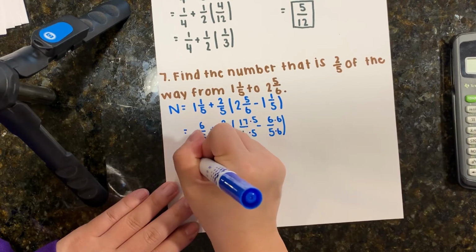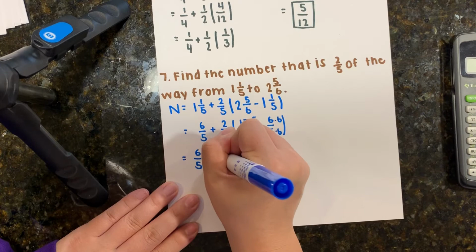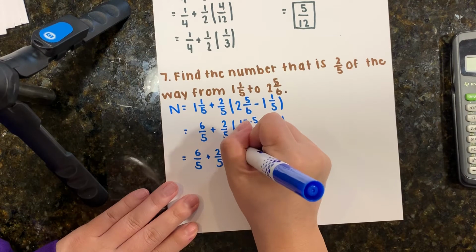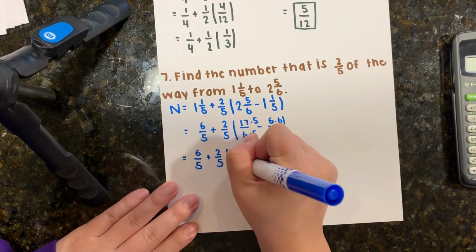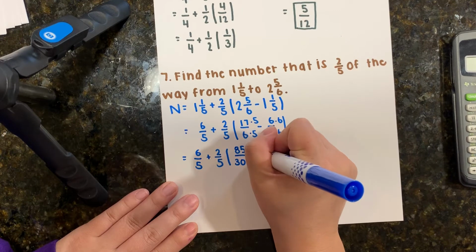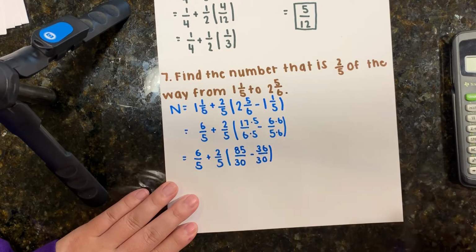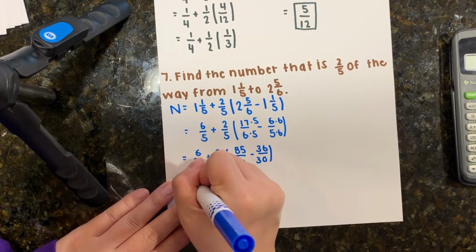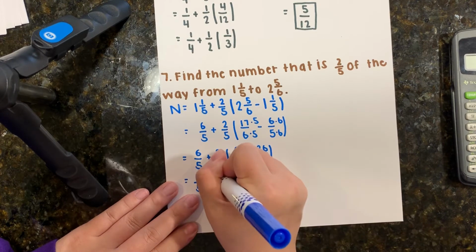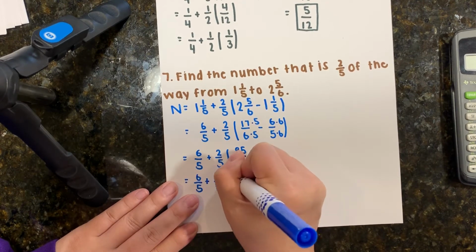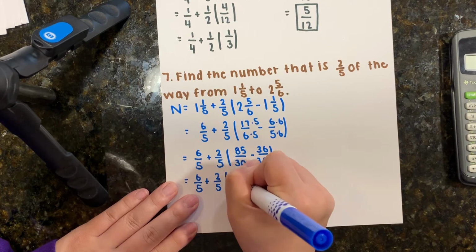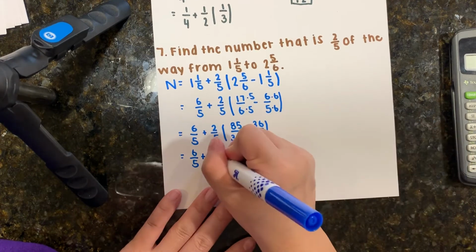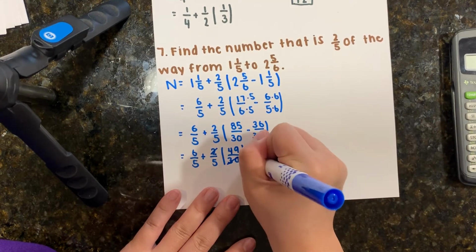So I still have 6/5 plus 2/5. So 17 times 5 gives me 85/30 minus 36/30, which is 49/30. So it's 6/5 plus 2/5 times 49/30. Now to make this a little simpler, 2 does go into 30 15 times.